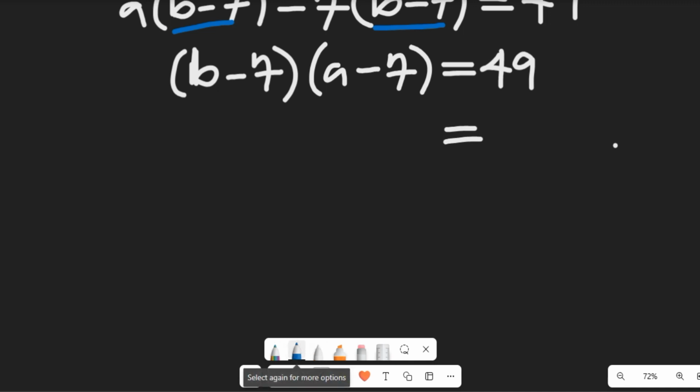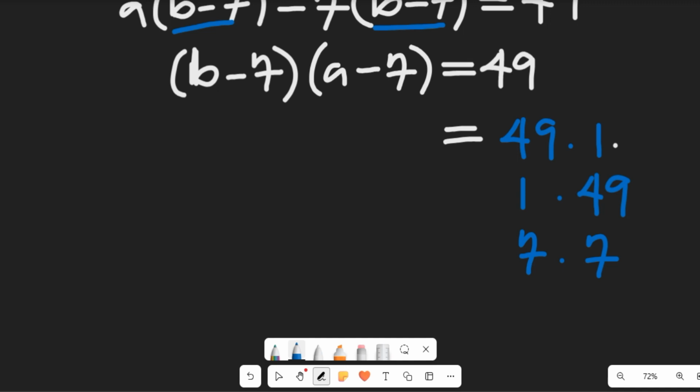So from this expression, I can have 49 multiplied by 1, I can have 1 multiplied by 49, and I can simply have 7 multiplied by 7. 7 multiplied by 7 is going to give me 49. So I'll have three cases, two factors giving me three cases. So I'm going to simplify these two factors and equate them to these three cases.